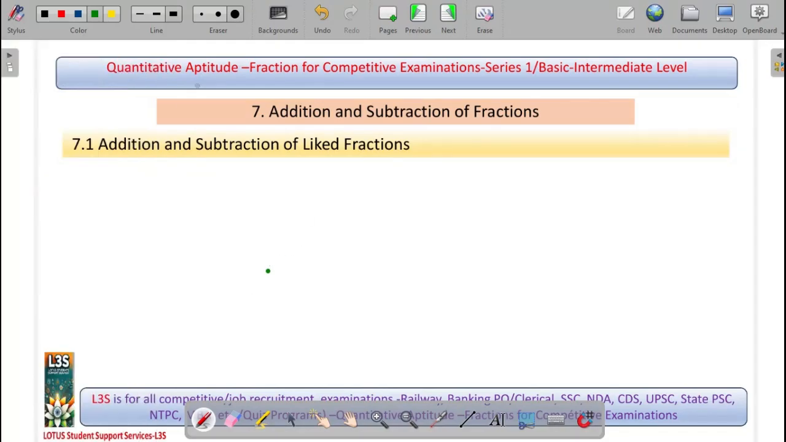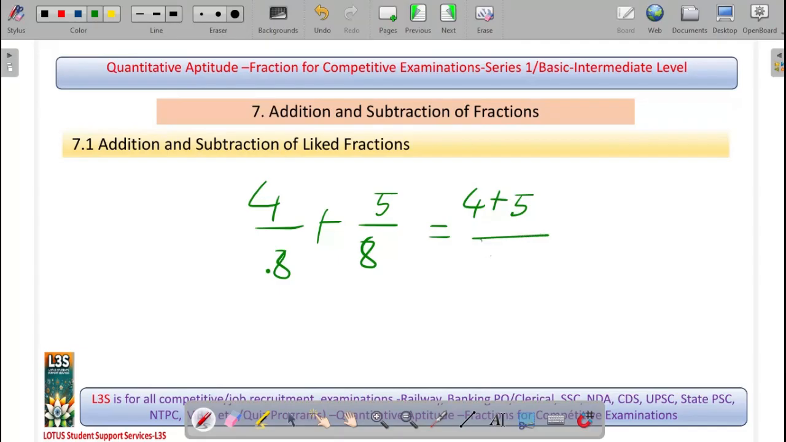So here, say we do one addition. 4 by 8 plus 5 by 8. What do we have to do? First we will find the addition of the numerators. 4 plus 5, 9. And the denominator will be the same. So it will be very simple, 9 by 8.